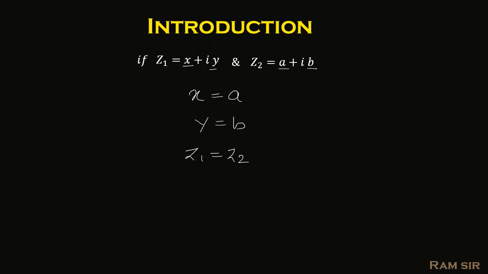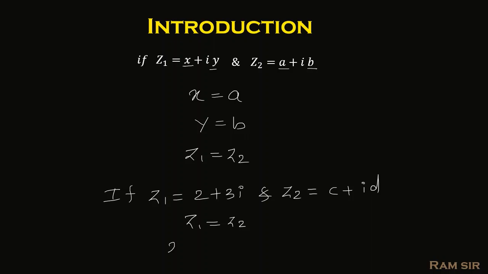Real parts are equal and imaginary parts are equal. Let's understand by a simple example. If z1 is equal to 2 plus 3i, and z2 is equal to c plus id, and given to us z1 is equal to z2. So when z1 is equal to z2, meaning the real part of z1, which is 2, has to be equal to the real part of z2, which is c. So c का value we obtained as 2.